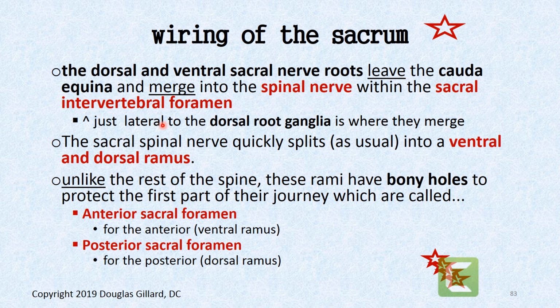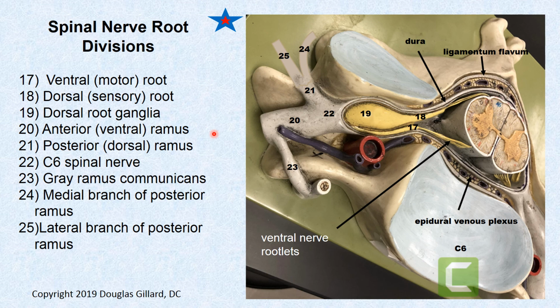But here's where it gets weird. It gets weird where they split into an anterior and posterior ramus, because what I just showed you, the anterior and posterior ramus, they're not protected by any bone, right? There's the posterior or dorsal ramus. Here's the anterior ramus, number 20. There's no bone protecting them. There's no bony hole. The bony hole stops here.